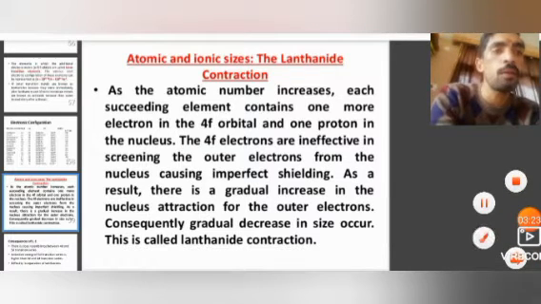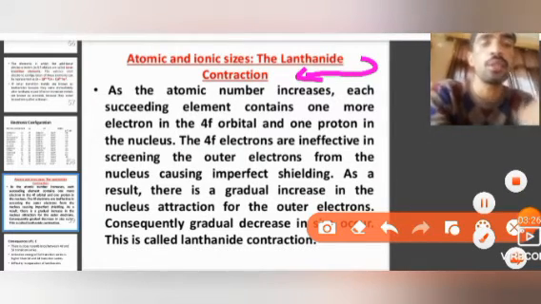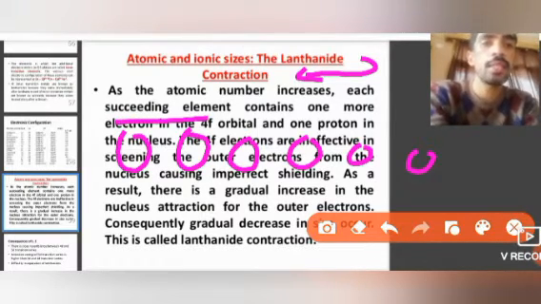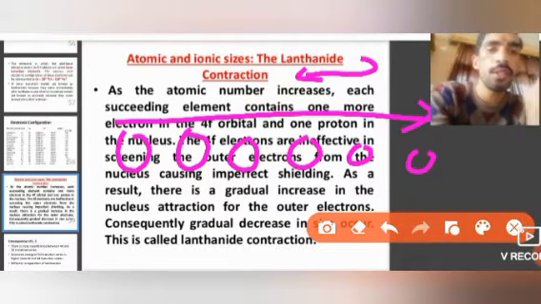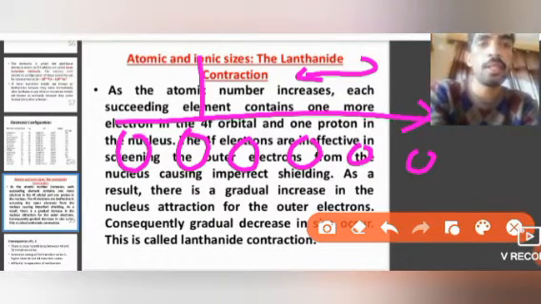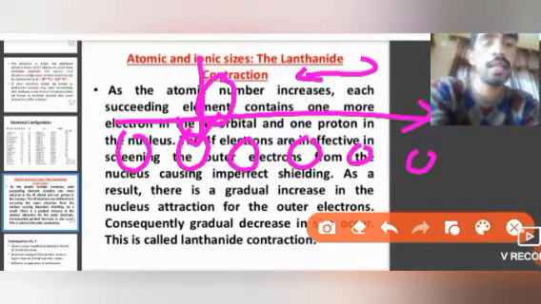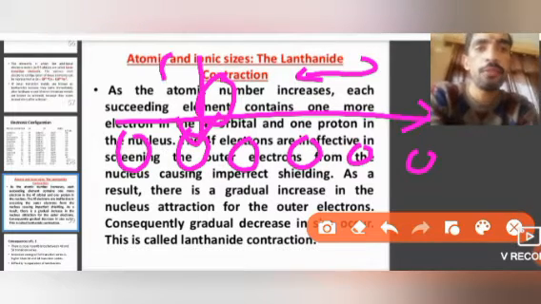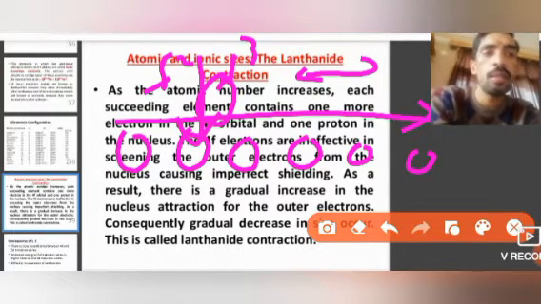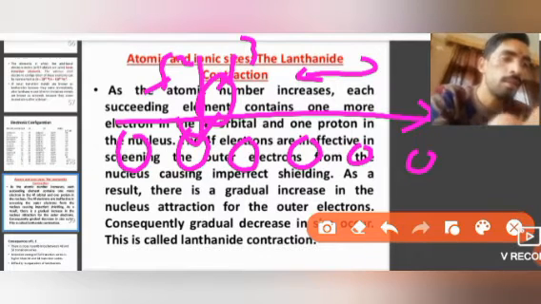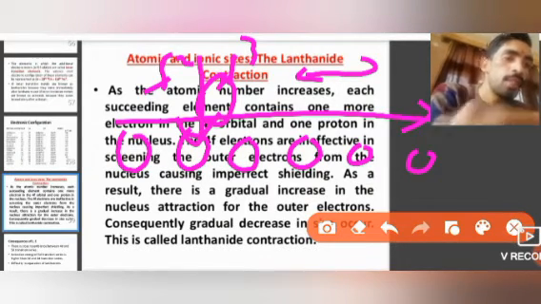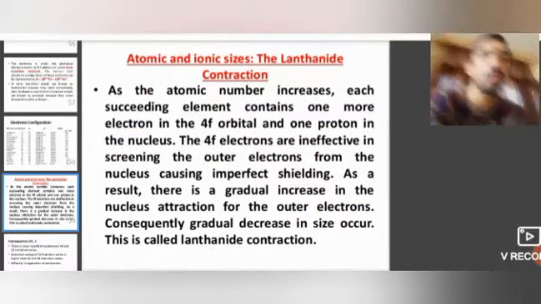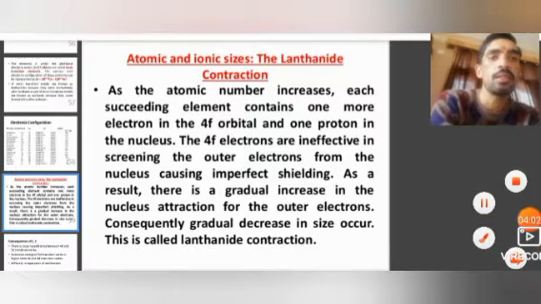That is a very important property, the lanthanide contraction we studied. What is contraction? With the increase in atomic number, the atomic size is decreasing, whereas down the group atomic size is increasing. So in the case of the f2, f3 series, especially hafnium and zirconium, these are almost similar in size, almost the same atomic radii. That is called lanthanide contraction.